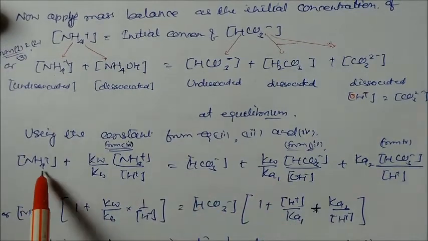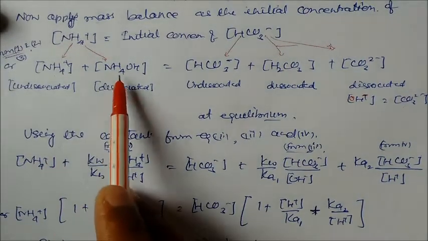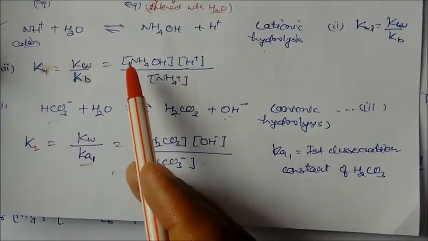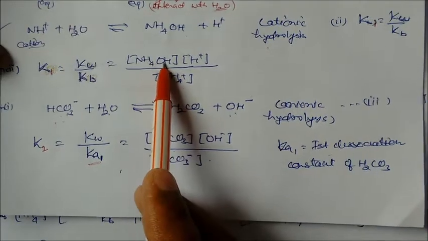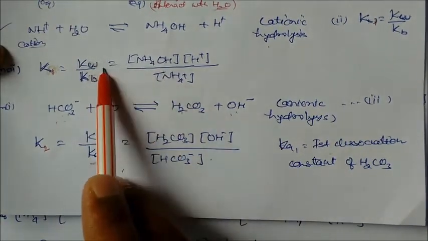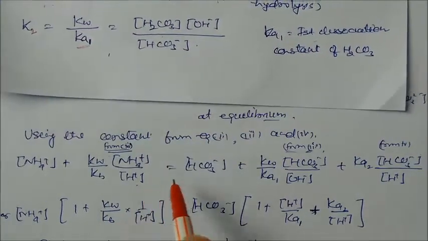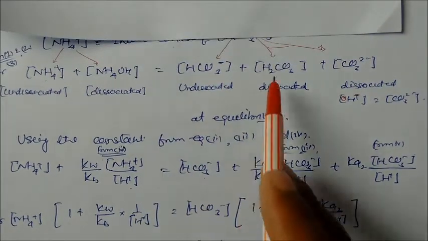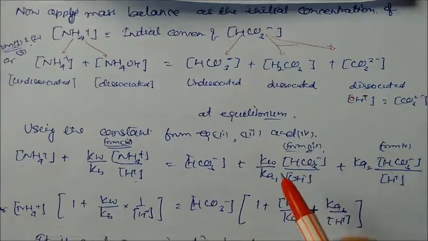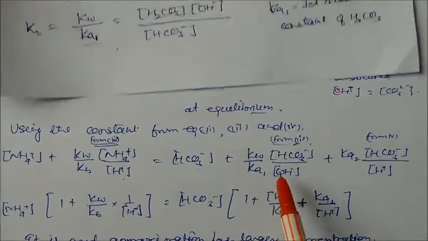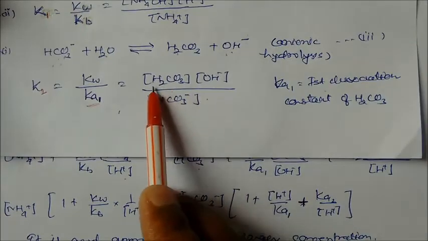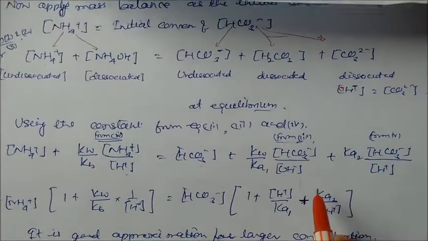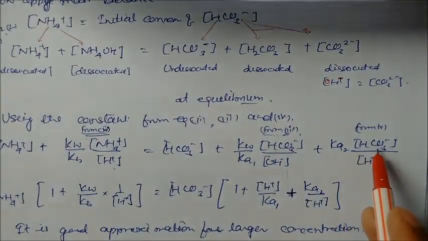So here NH4 plus is equal to the concentration of ammonium hydroxide, which is this one. NH4 will equal Kw by Kb into ammonium divided by H plus. Similarly, this is the ammonium bicarbonate, and H2CO3 will be written as Kw by K1, this in the numerator and this in the denominator. Similarly, K2 will be HCO3 by H plus.